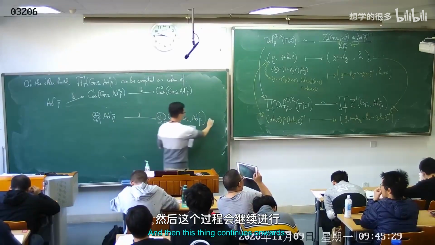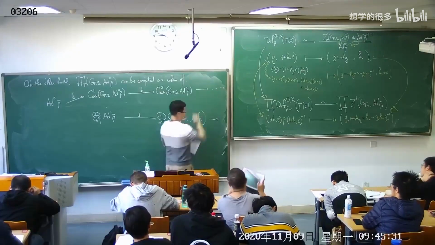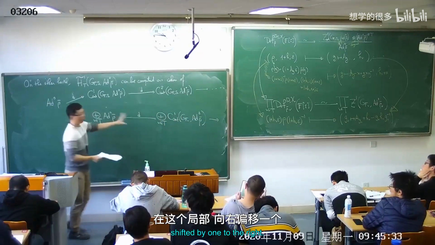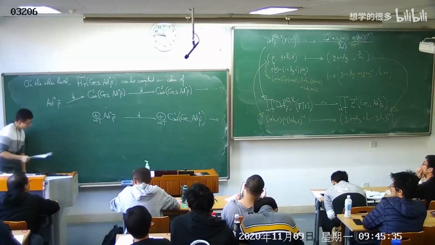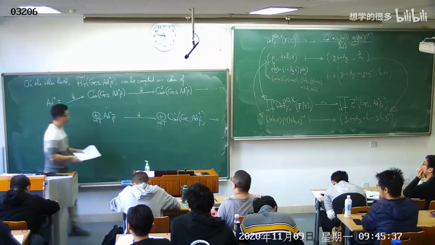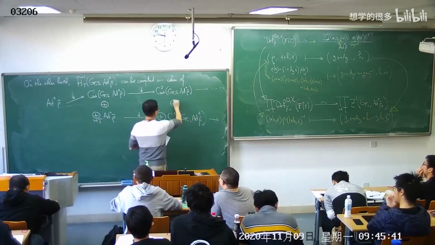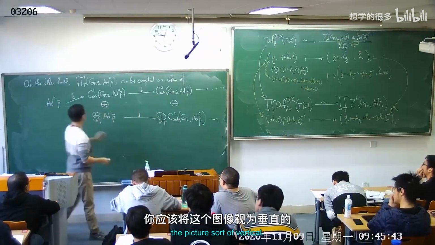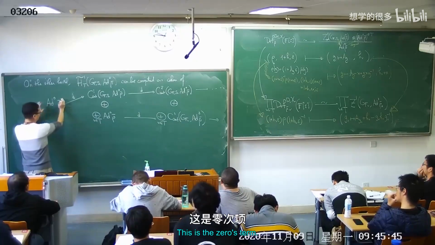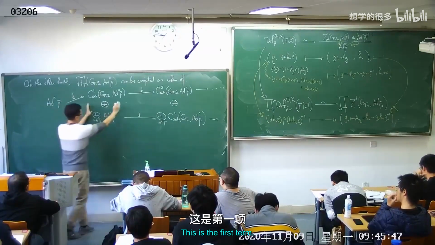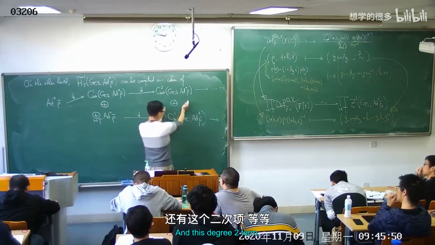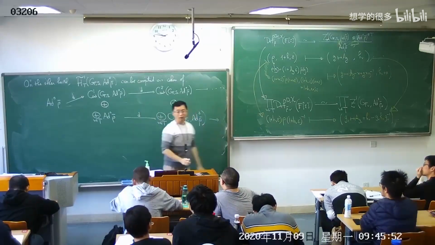And then this thing continues onwards. So upon the local one, it's shifted by 1 to the right. You should look at the picture sort of vertically. So this is the first term. This is the 0th term. This is the first term. And this degree 2 term, and then so on and so forth. Look at it vertically.